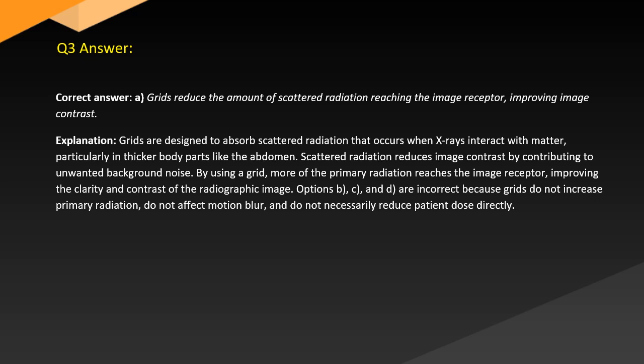image. Options B, C, and D are incorrect because grids do not increase primary radiation, do not affect motion blur, and do not necessarily reduce patient dose directly.